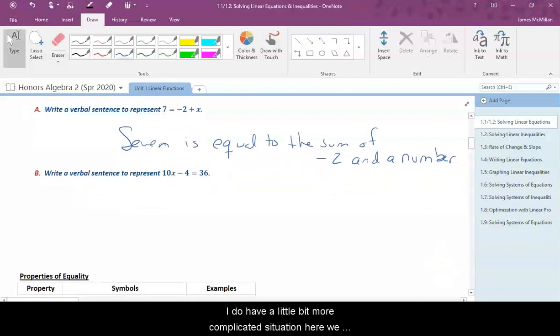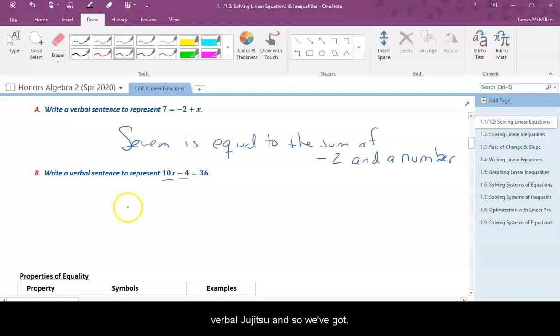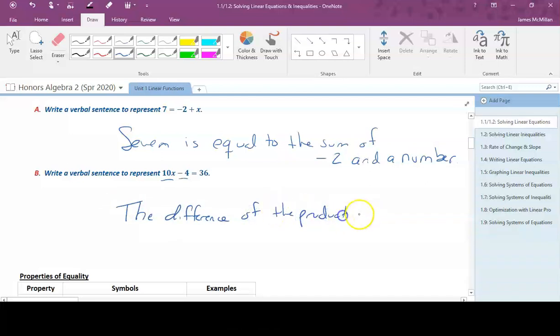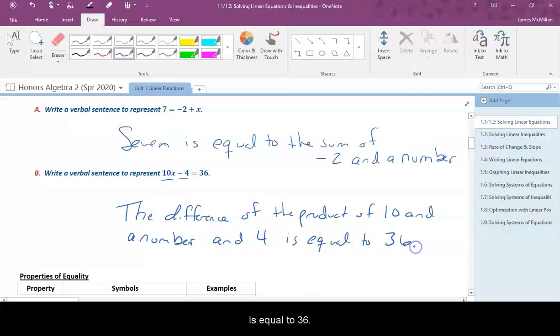Look at the second problem here. We do have a little bit more complicated situation here. We've got 10x minus 4. So to combine these two, we've got to do a little bit of verbal jujitsu. And so we've got the difference is one route to go. The difference of the product of 10 and a number and 4 is equal to 36. That's one method that we could use there.